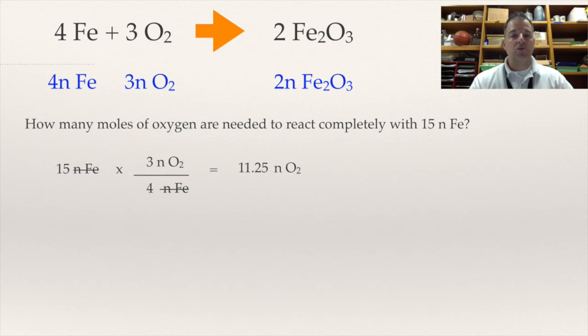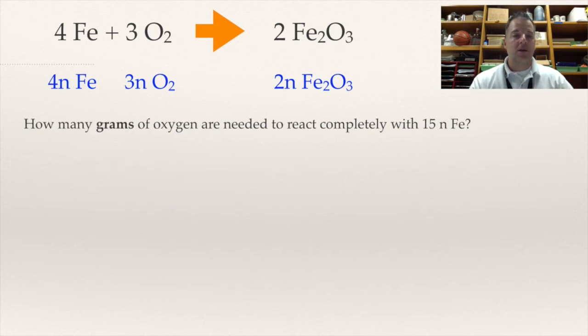If we were to expand this and think about grams, and that's what a chemist is really focused on, is grams, because that's what we weigh out in lab. So if we ask you the question, how many grams of oxygen are needed to react completely with 15 moles of Fe, our given information is the same. Now what we want to find out are our grams of O2.